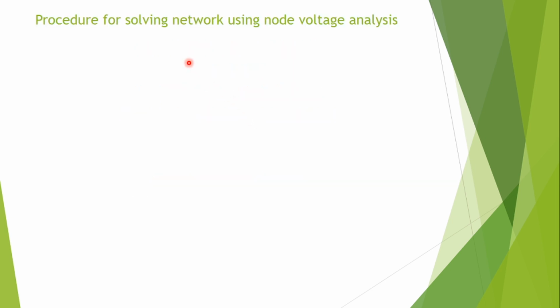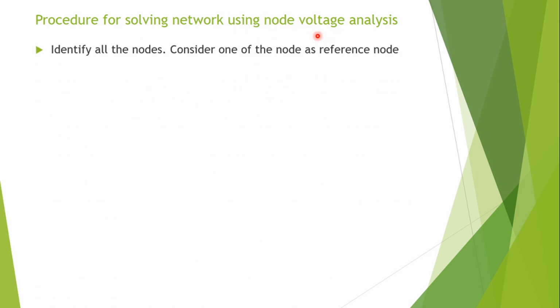So the procedure for solving a network using node voltage analysis. First step, identify all the nodes. What do you mean by nodes? A node is a point where three or more elements are connected. Such a point is considered as a node.